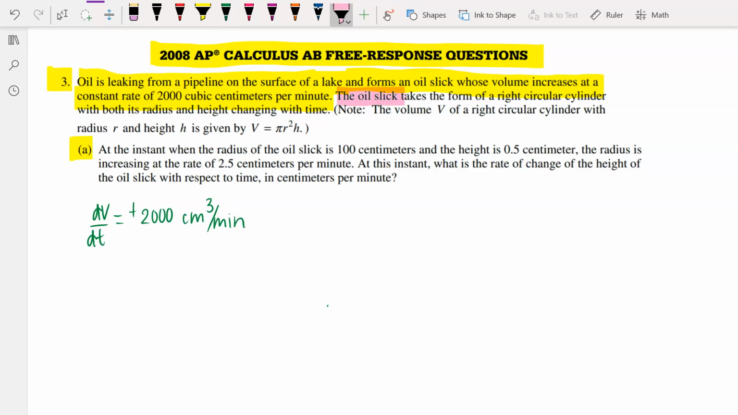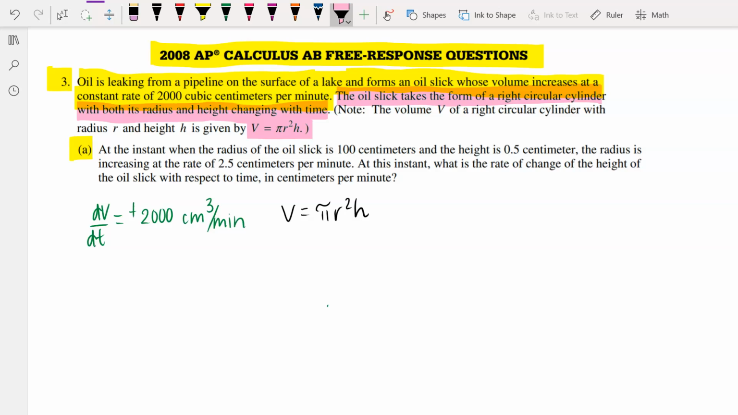Then we know the oil slick takes the form of a right circular cylinder with both its radius and its height changing with respect to time. And we're given the formula for volume of a cylinder. Volume is pi r squared h.